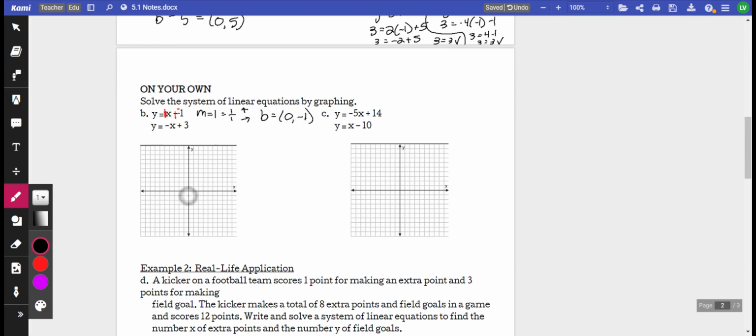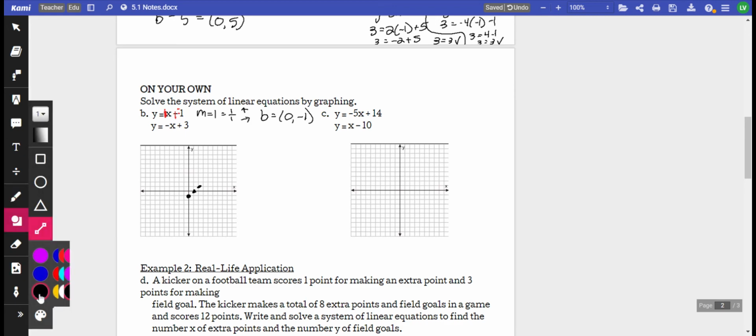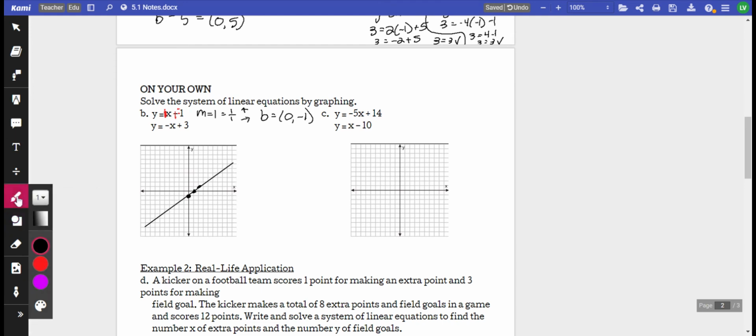So I'm going to plot 0, -1. And then I'm going to go up 1 to the right, up 1 to the right. And then I'm going to connect my points. Lastly, I want to make sure that I label my graph. So that becomes y equals x minus 1.